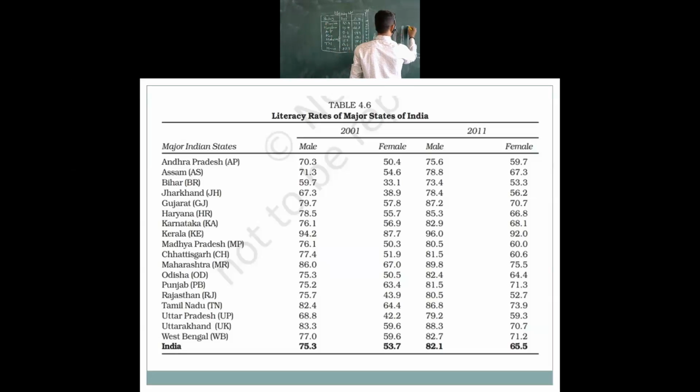Then the last one, 87. 87 comes somewhere here. The state which is holding the highest is Kerala. Then 92. 92 comes over here. See, for comparison, you can go for this.